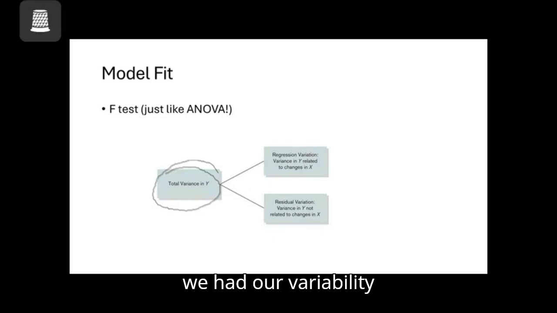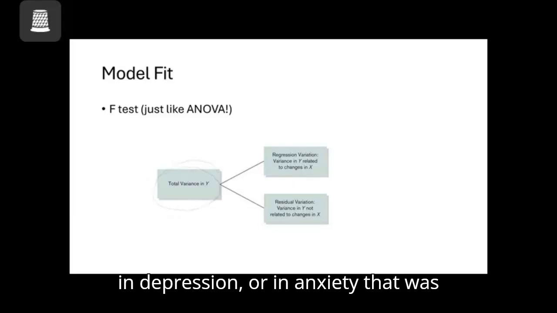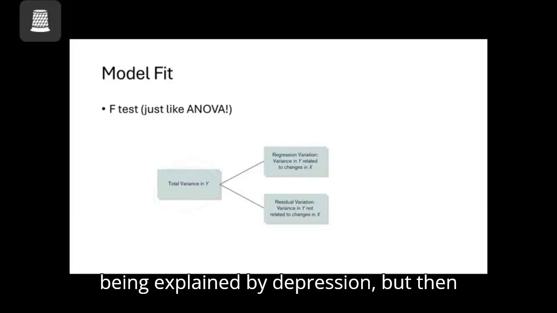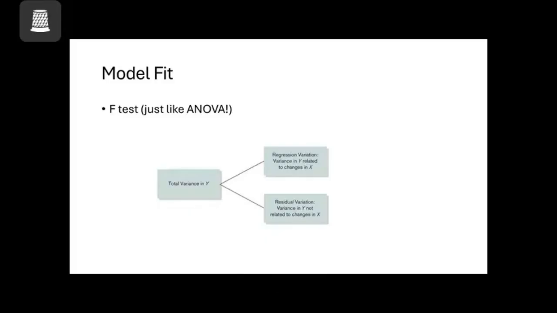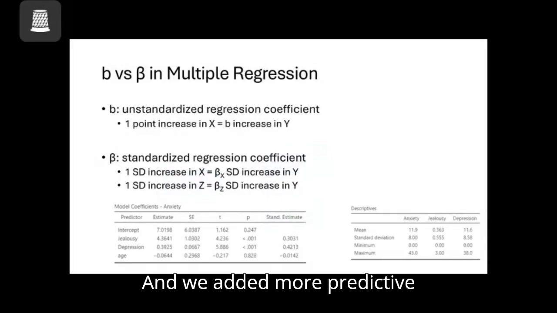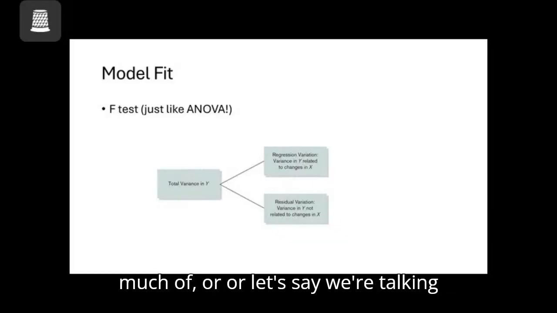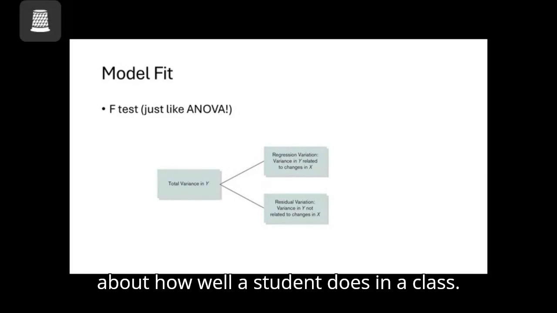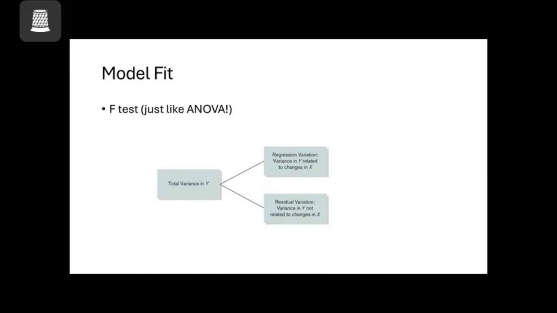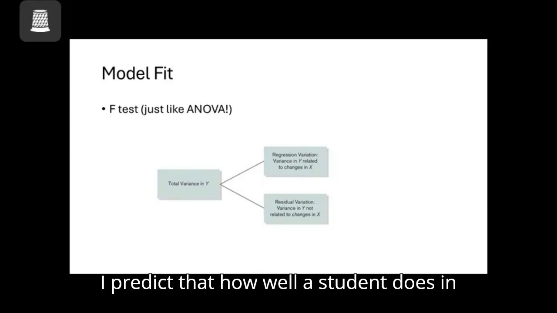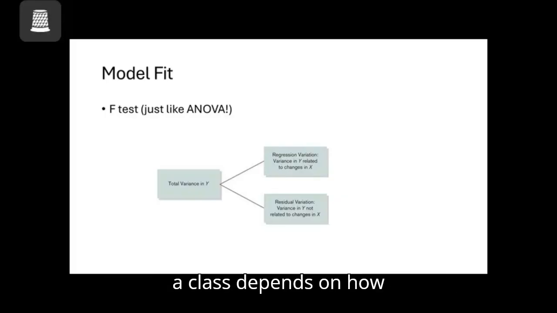So we had our variability in anxiety that was being explained by depression, but then we added in jealousy and we added more predictive ability. We were able to explain more of the variability in people's anxiety scores when we added that extra thing in. So think about if we're talking about wound healing, or let's say we're talking about how well a student does in a class. I could say that I predict that how well a student does in a class depends on how closely they sit to the professor.